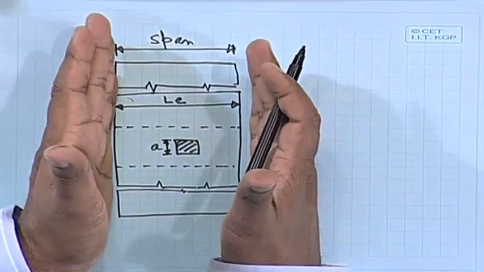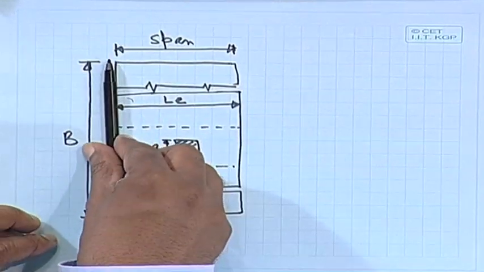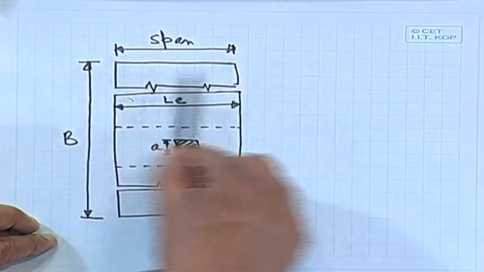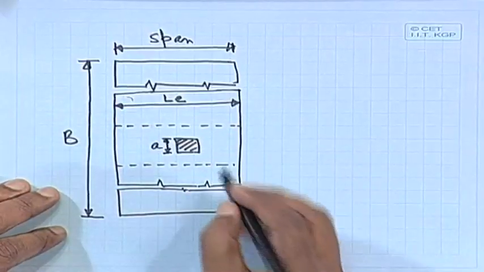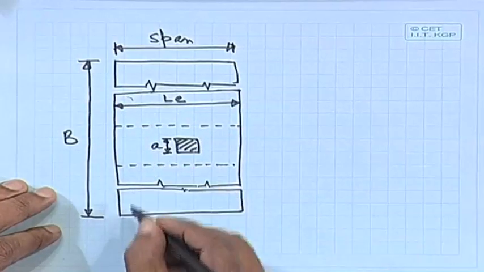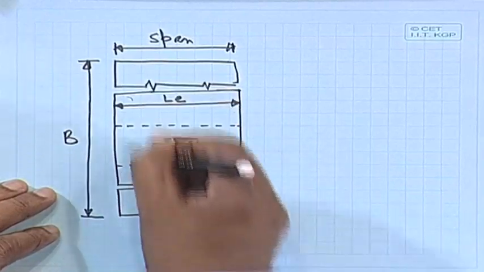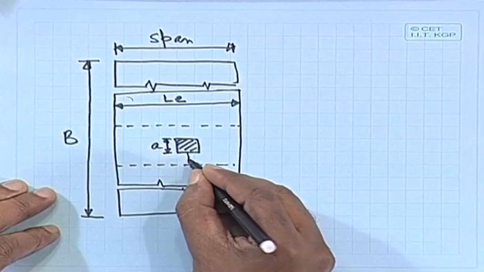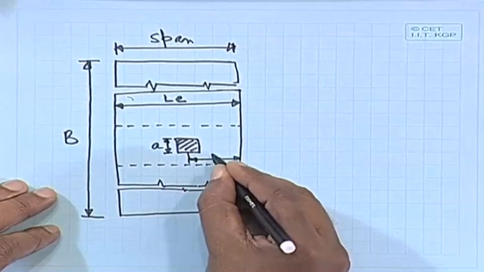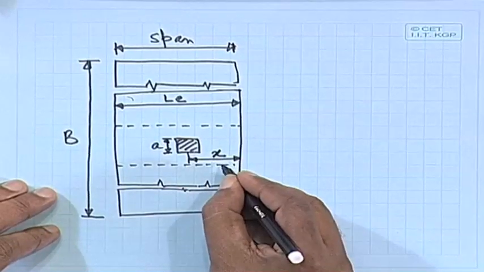We can assume there are two girders, one here and another here, and over them there is a bridge deck, maybe 250 millimeter or 200 millimeter thick, whereas the girder may be 1 meter or 1.5 meter. That will be considered as a support. So, A is parallel to this girder, and from the nearest support this distance is x.